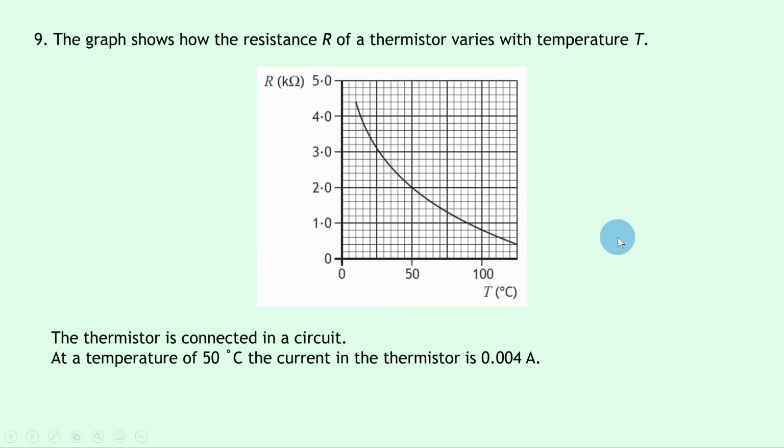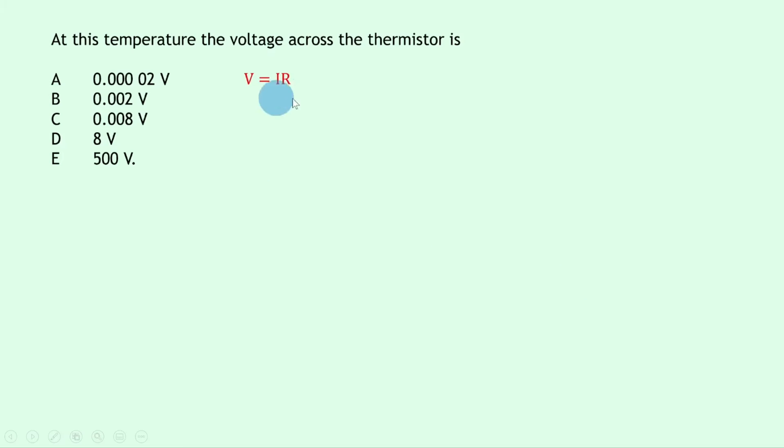Well, looking back at the graph, if we want to get the voltage, we know the current at this certain temperature is this value here, and we can also find the resistance at this temperature from the graph. So let's look at 50 degrees Celsius and go up to the curve and then along, and we have a value of 2.0 kilo ohms, or 2000 ohms, or 2.0 times 10 to the 3 ohms. So let's plug that into our equation for Ohm's law, which is V equals IR. So we have V equals IR, which is equal to 0.004 times 2.0 times 10 to the 3, and putting that into your calculator should give you an answer of 8 volts, which is option D.